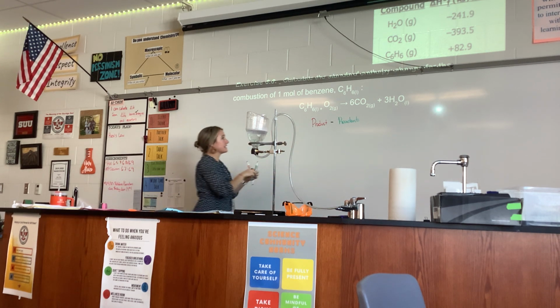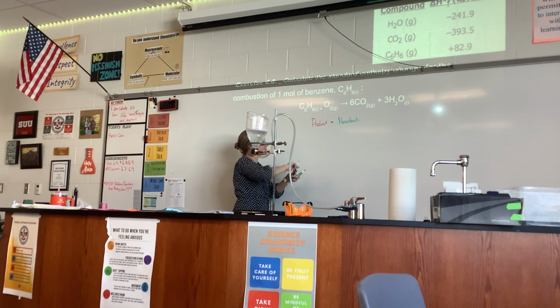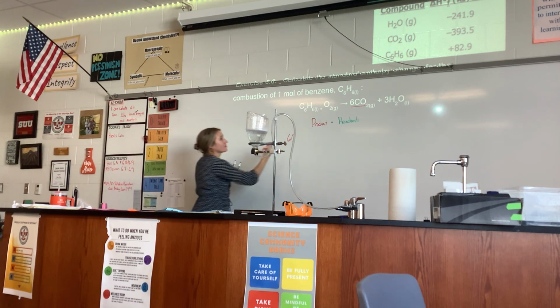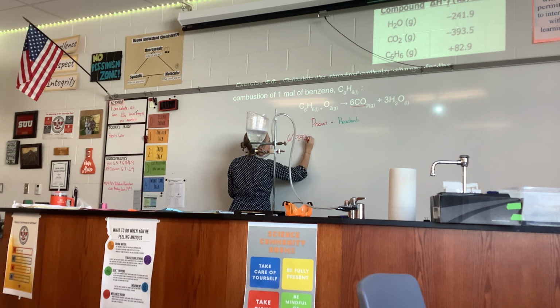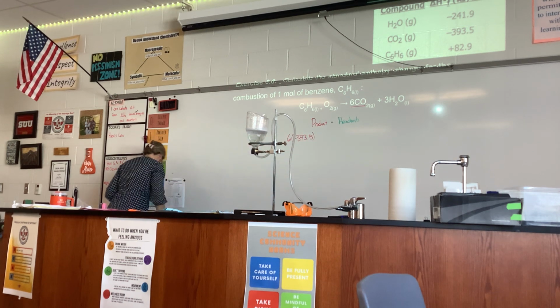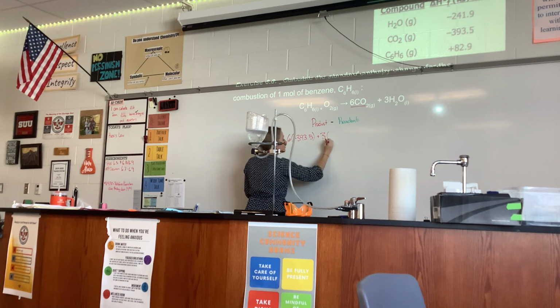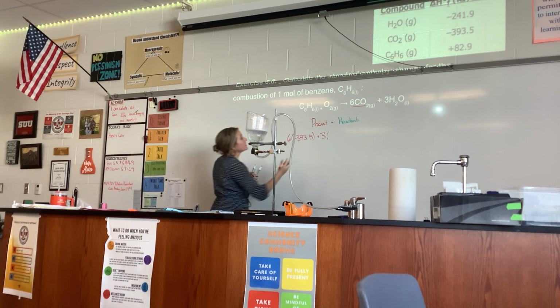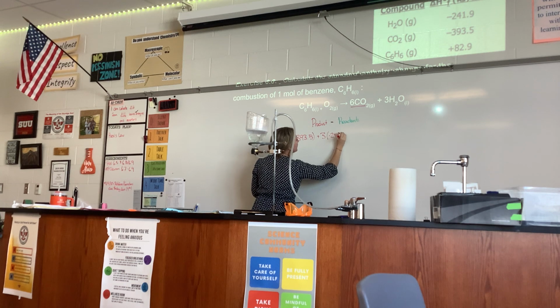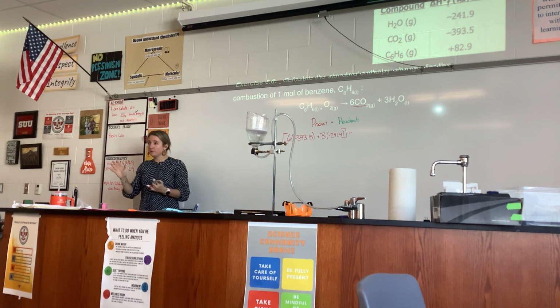All right, so on my product side, I have 6 CO2s. So I'm going to do 6 times negative 393.5, and then plus 3 of my waters, which is negative 241.9. Stop me if you don't understand where something came from. It shouldn't feel magical, it should feel logical.